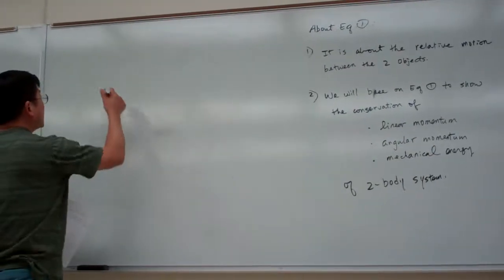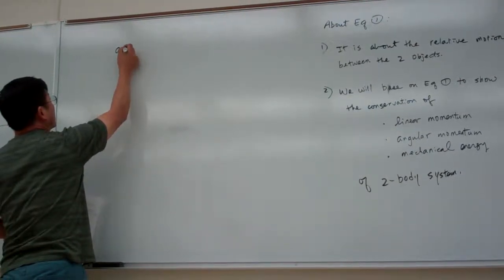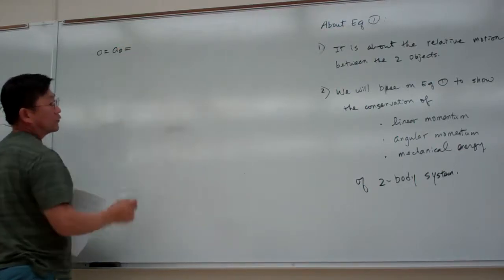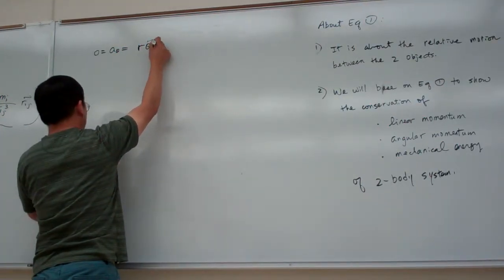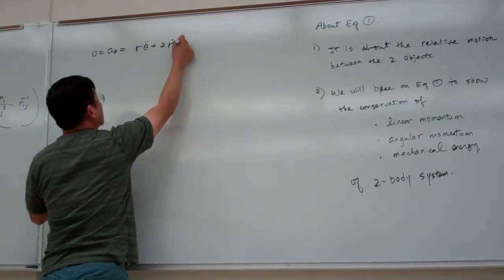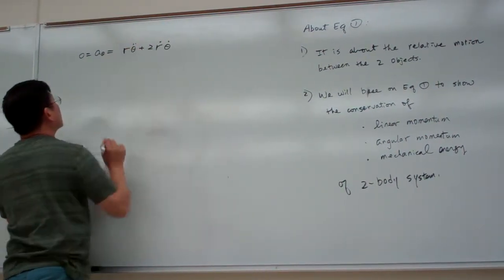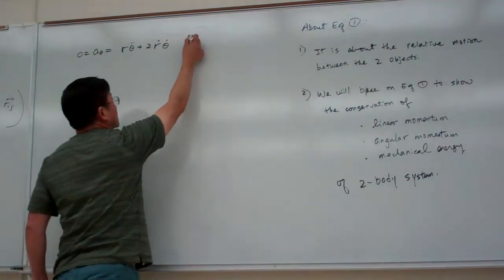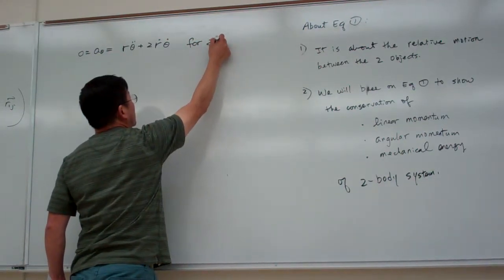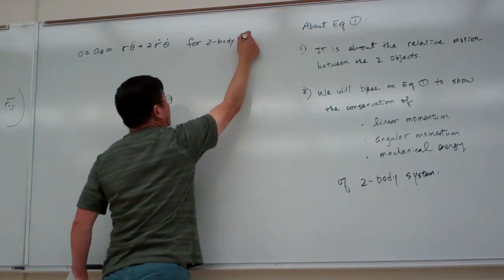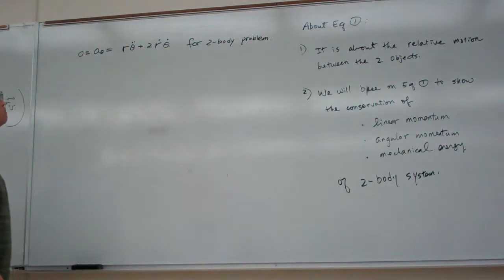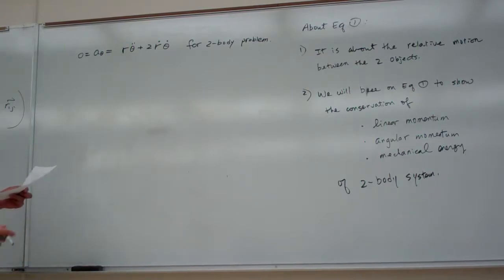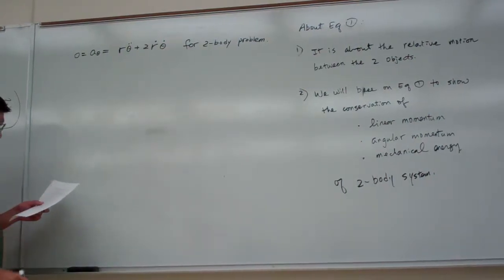So the tangential acceleration a_theta will be equal to 0. And let me rewrite what a_theta is: a_theta is r theta double dot plus 2 r dot theta dot. This is in particular for a two-body problem. Okay, so what this means, we can do a little bit more derivations.